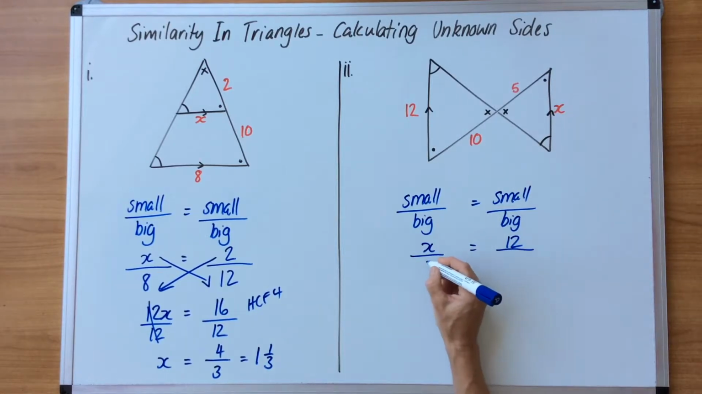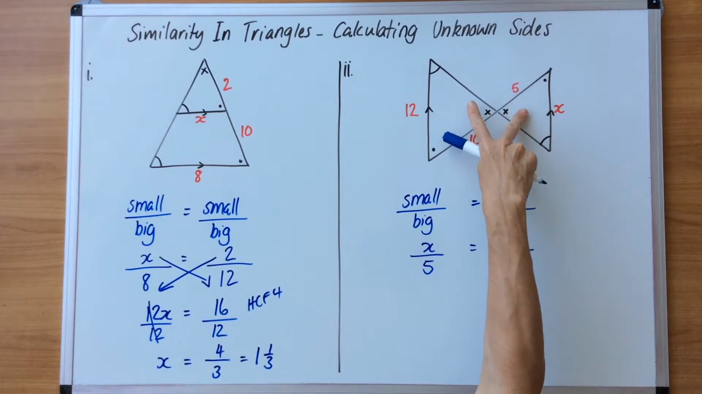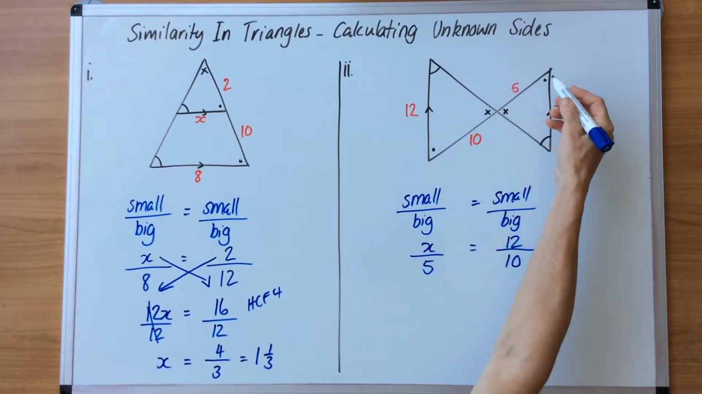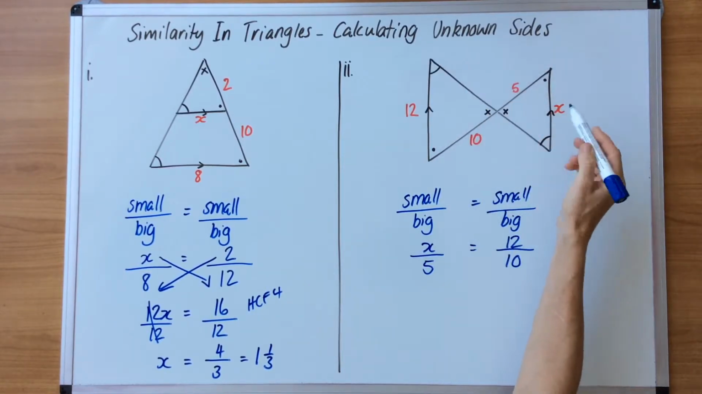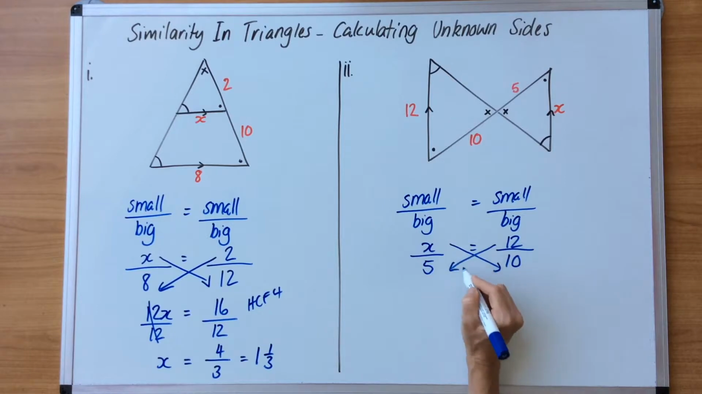So this is a 5 for the small triangle and a 10 for the larger one. So you can see there's vertically opposite angles here and some Z shapes for the other ones, so they are alternate angles.